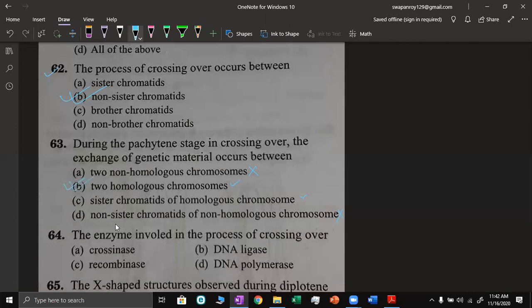You may get confused with this option, non-sister chromatid. It takes place between non-sister chromatids. Here we have given the answer non-sister chromatid, but at the same time it is written here non-homologous chromosome. So this is not crossing over.